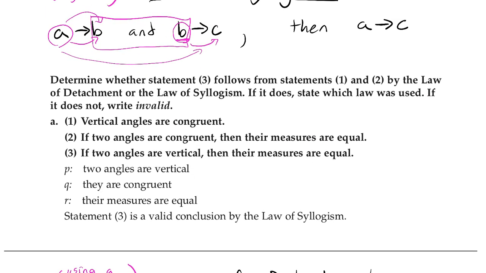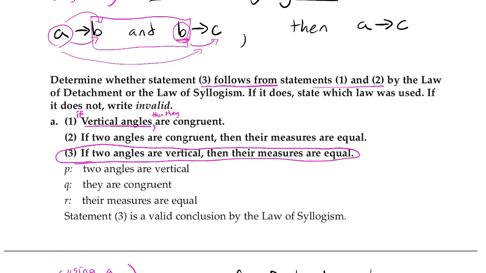So determine whether statement 3 follows from statements 1 and 2 by the law of detachment or by the law of syllogism. So it's saying, can we get to here by using the first two statements? So here it says vertical angles are congruent. Now that doesn't seem like a conditional statement, but really it is. You're saying if two angles are vertical angles, then they are congruent. So it's actually saying if you find vertical angles, then they are congruent. That's the statement of vertical angles are congruent. It's just a shortened version, but that's the logical implication behind it, right?